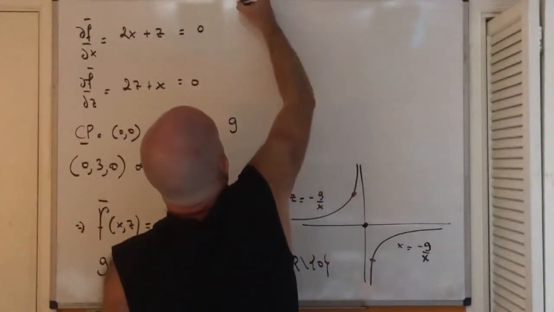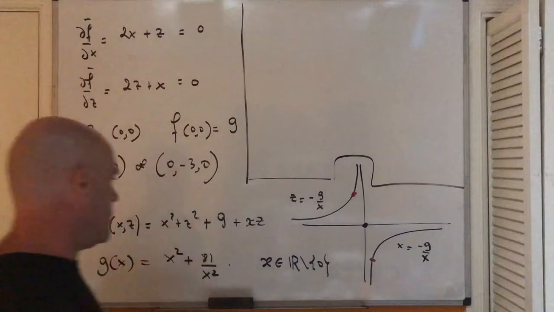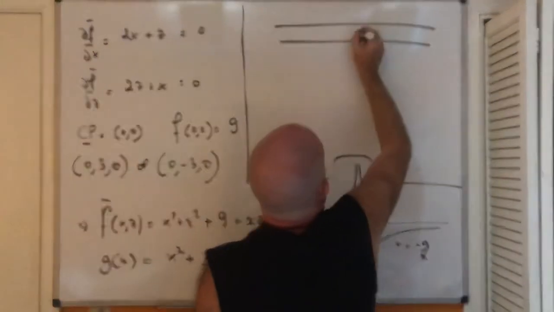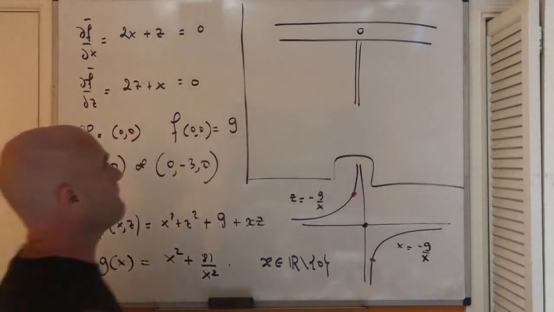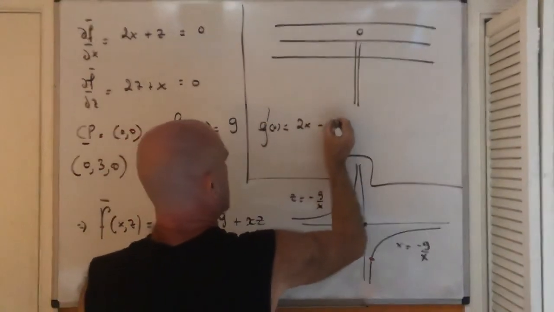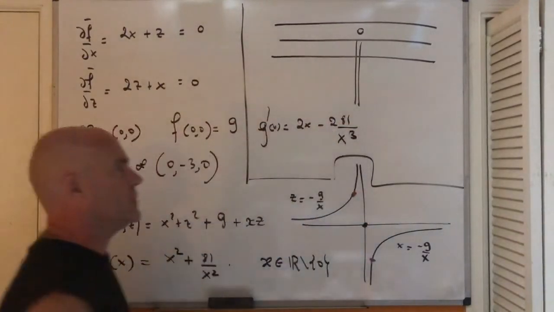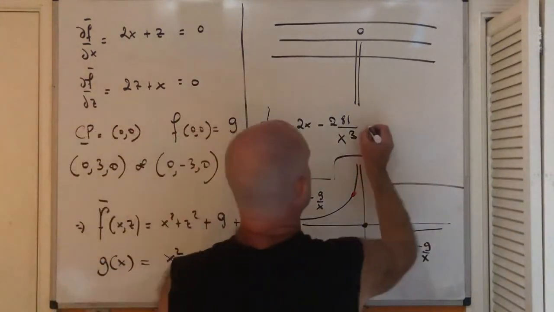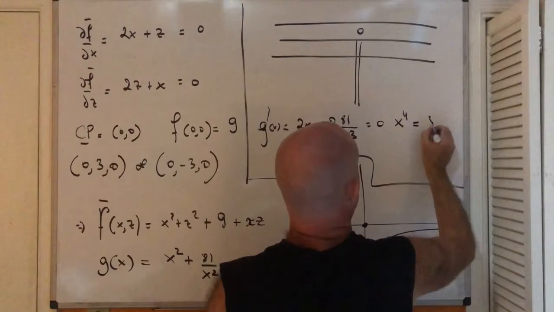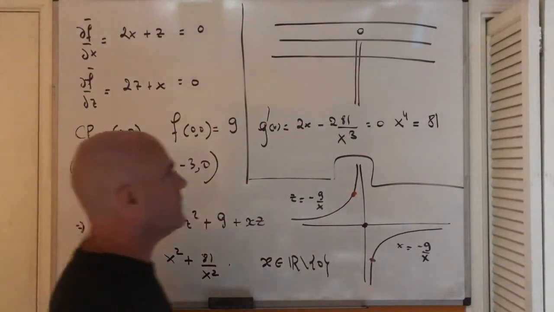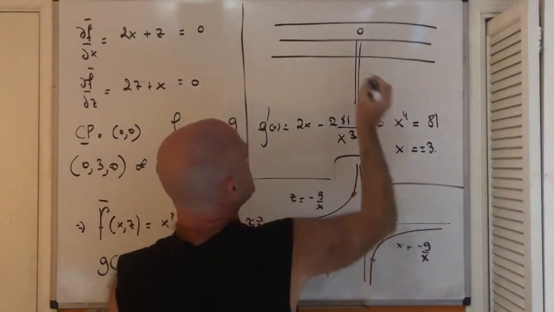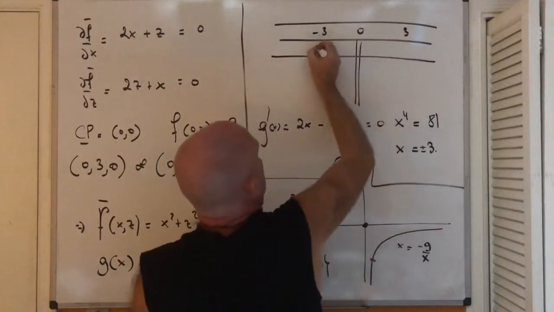So for the last part of my study, I need to be complete because I cannot avoid this. I need to go back to calculus 1, in other words, and study the variation of this function, x squared plus 81 over x squared. The map is defined everywhere except at 0, so I have a double bar below 0. So g prime of x is equal to 2x minus 2 times 81 times x to the third, using the general power rule, which means this is equal to 0 if and only if x to the fourth equals 81, and therefore x equals plus or minus 3.